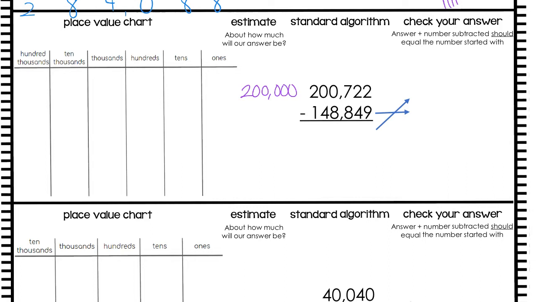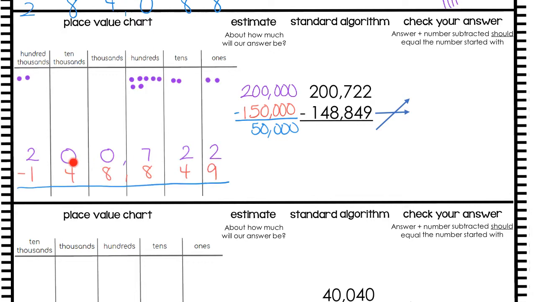And then I'm going to look over here, and I could say, all right, it's going to be 149,000 if I'm rounding to the nearest 1,000. But I like easy numbers, so I'm going to make it 150. We're going to subtract. 200 minus 150 is 50,000. Now I'm going to come over and write 200,722 in my place value chart. Pause the video to do that.